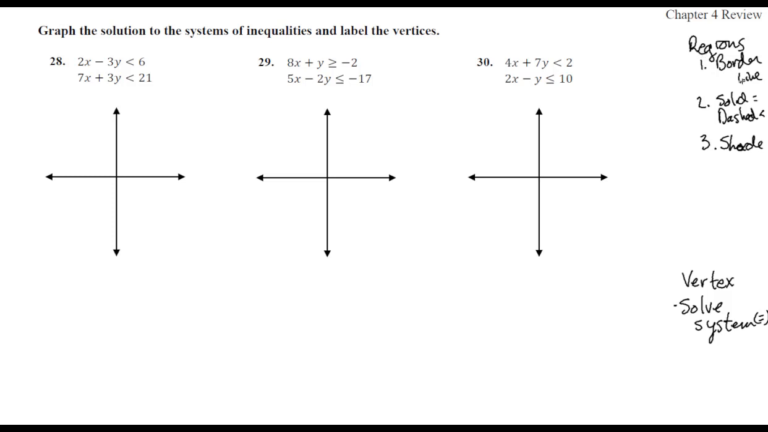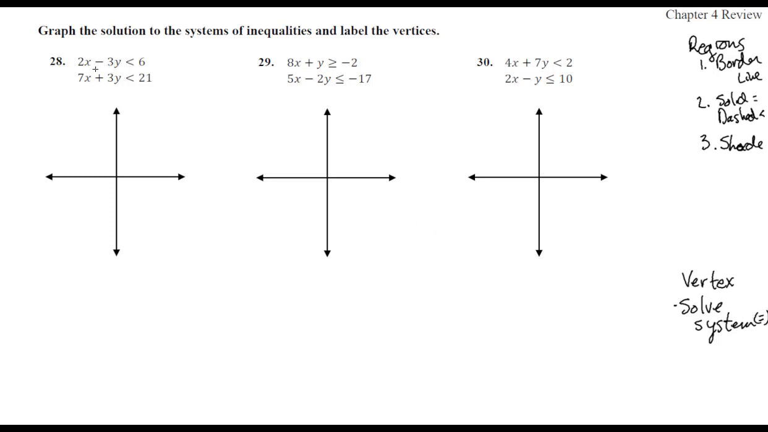First, draw that border line as a line, treating it as an equal sign even though they're not equal. Then, if it was a greater than or less than, do it dashed. If it was an actual equals, then we do want the line solid, and then shade up or down, depending on whether the y is greater than or less than. And then of course find and label the vertices, which means wherever there is a corner. That means we're solving the system as though it were just an equal sign. So let's go through that.